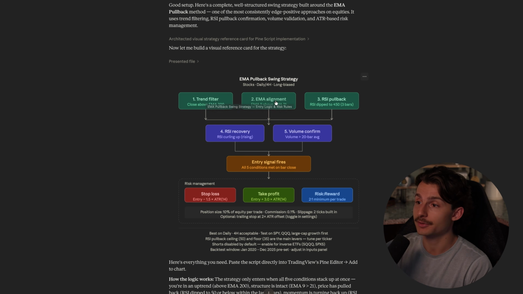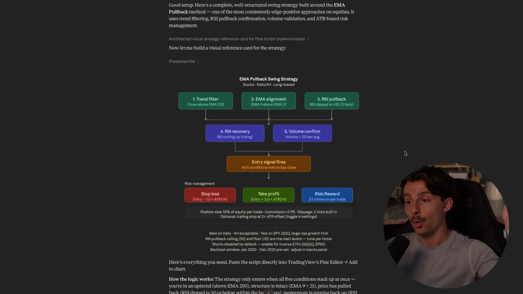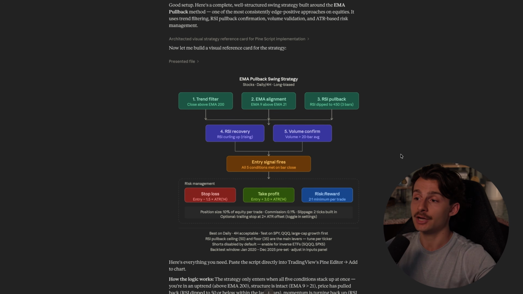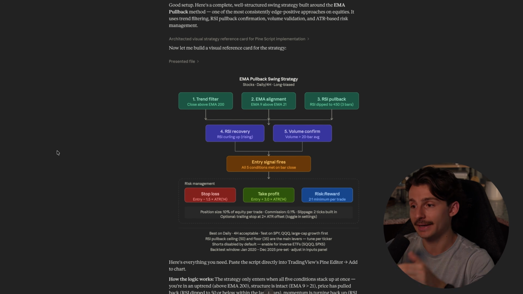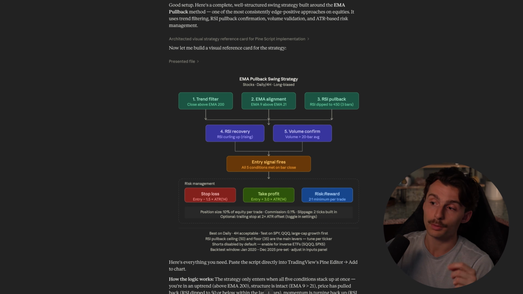So it's got a trend filter, an EMA alignment, RSI pullback, RSI recovery, volume confirmation. When all 5 conditions are met from the strategy, entry fires on bar close. We have a stop loss at entry minus 1.5 ATR, take profits at entry plus 3 ATR, and a risk reward profile of risking 1 to make 2 on every trade. It even gives you some more settings here.